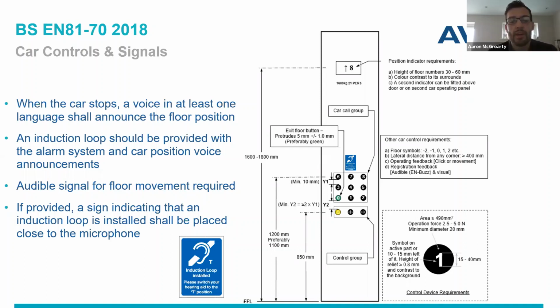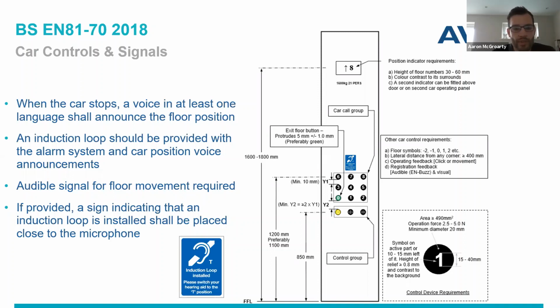The induction loop must also accompany this and should be provided for hearing assistance of alarm systems, as well as floor announcements. If provided, then a sign indicating the induction loop is present should also be included. So you'll see that there's the blue icon with the ear there, which is the standard sign for induction loops. So that's also one to bear in mind. These obviously help people with hearing aids that might have trouble hearing the announcements. So that summarizes most of the features there for your in-car and landing panels.